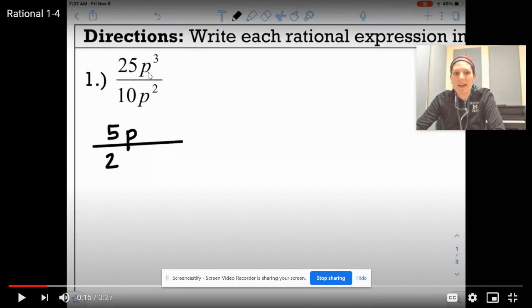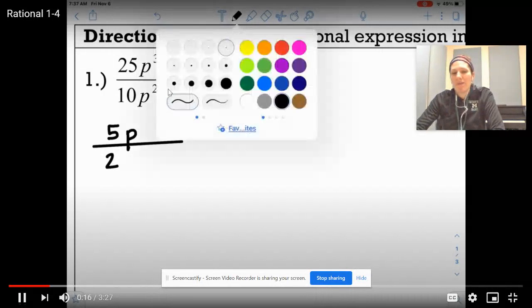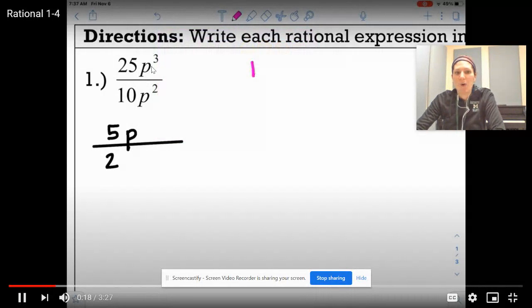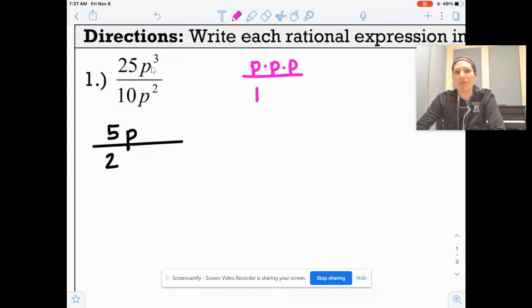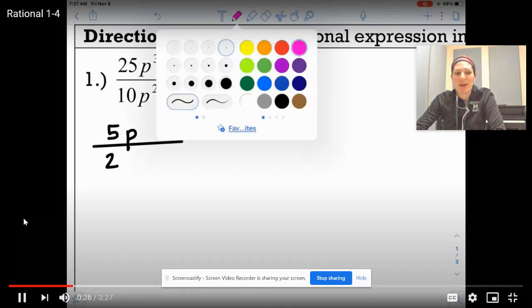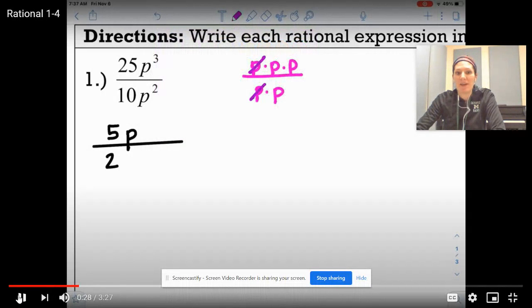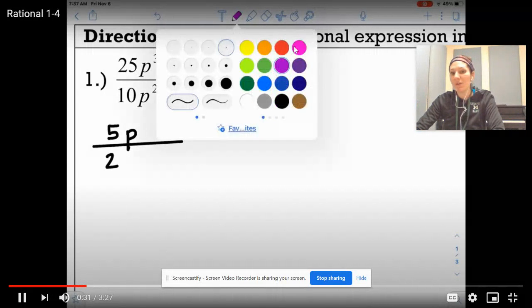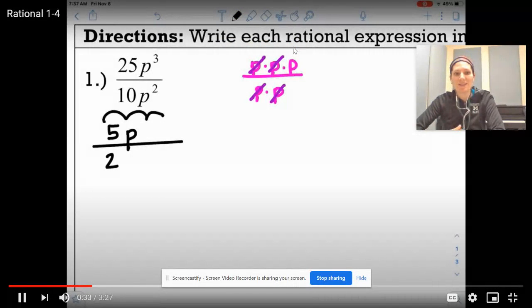And then as far as my variables go, if you are dividing like bases, you keep the base, subtract the exponents. If you were to expand this out, p to the third power means you have p multiplied by itself 3 times. And p squared means that you have p being multiplied by itself twice. Well, if the same factor appears in the numerator and denominator, you can cancel it out. So here's another way of how you could come up with that answer.